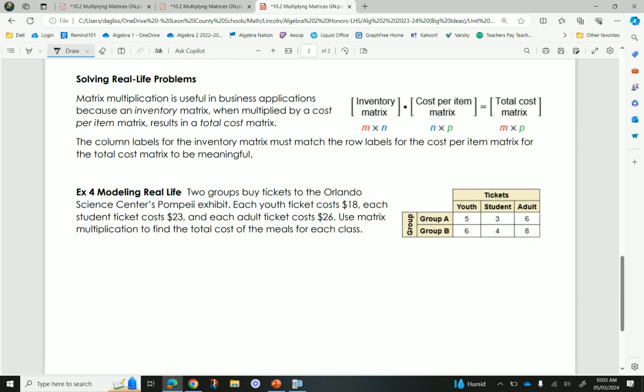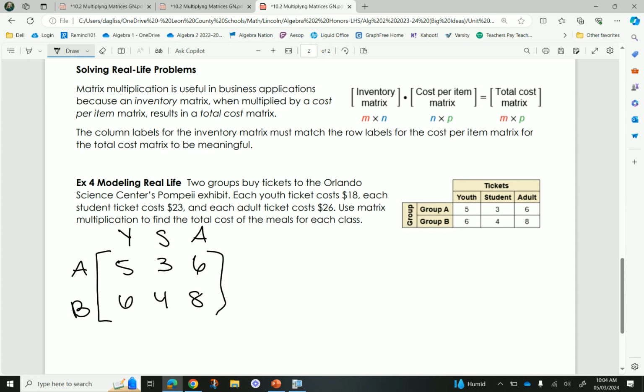So let's go ahead and set that up as a matrix. So we have group A and group B. We have 5, 6, 3, 4, 6, and 8. This represented youth tickets, student tickets, and adult tickets. Okay, so this is my inventory. We're going to multiply that with a cost matrix. So those labels, remember, they have to match.